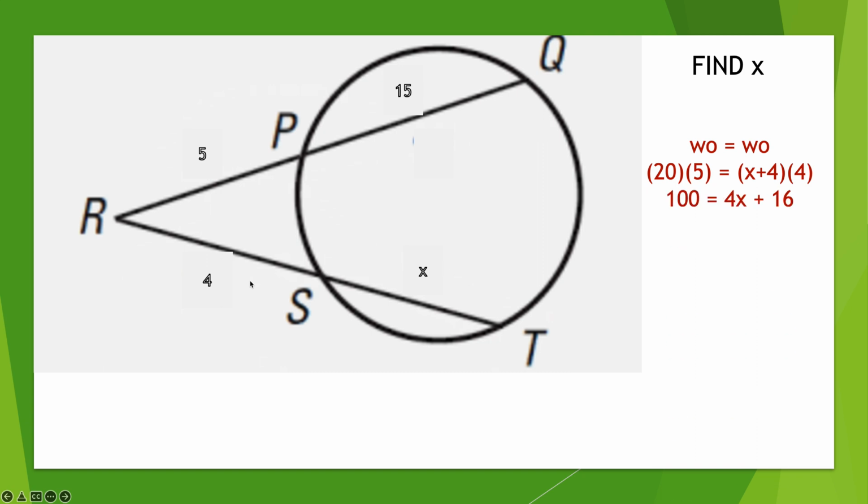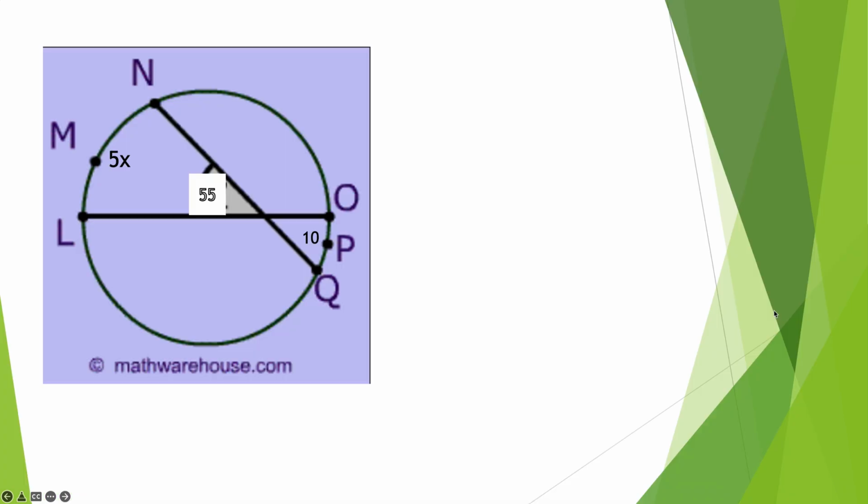So I get 100 equals 4x plus 16. That's because I am distributing the 4 to both the x and the 4. Subtracting the 16, I get 4x is 84. Dividing by 4, and I get x is 21. So the distance from S to T is 21. Next up.